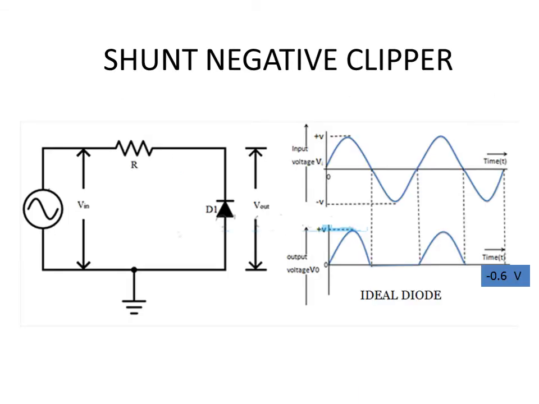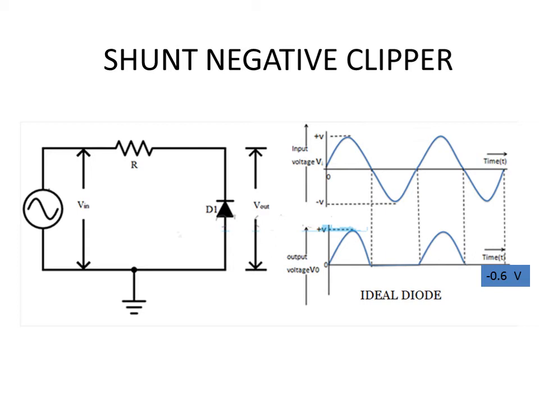Now we will see the shunt negative clipper. All you have to do is reverse the direction in which you have connected the diode. Earlier, for the positive clipper, the diode was looking downward, or it was sending current in the downward direction. You just have to invert the diode so that it will conduct current in the upward direction, or the counterclockwise direction. So the explanation is as before.